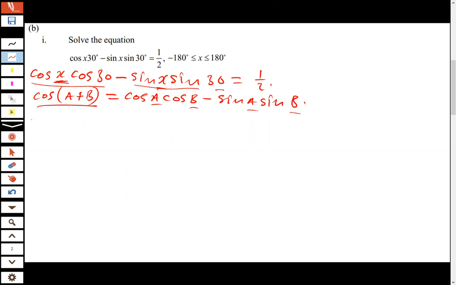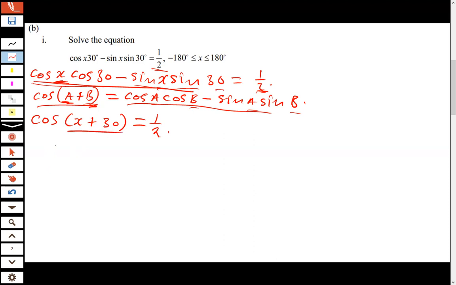So what you can do is say cos, and while there's A there, you put x. So you're going to say cos x plus, and while there's B, you put 30. Then we say this is equal to, you put your half there. In other words, this part here is equivalent to this expression there. So now this is very easy to solve. We can equate this part to phi. I'm going to say let x plus 30 be equal to phi.